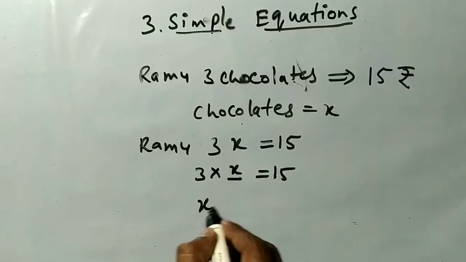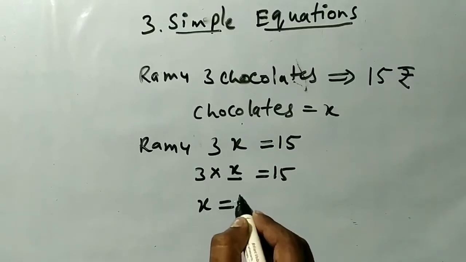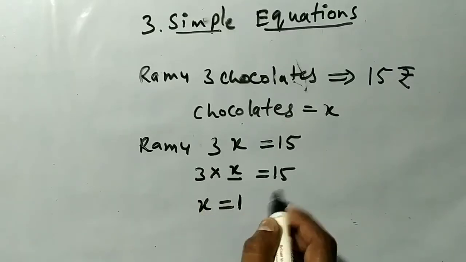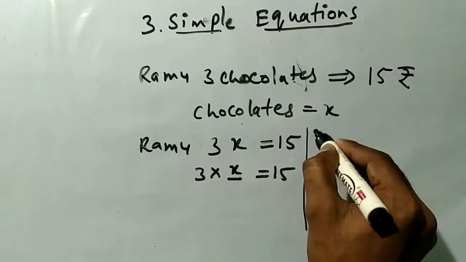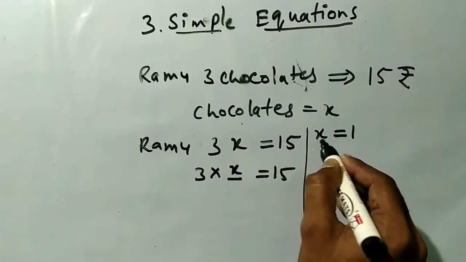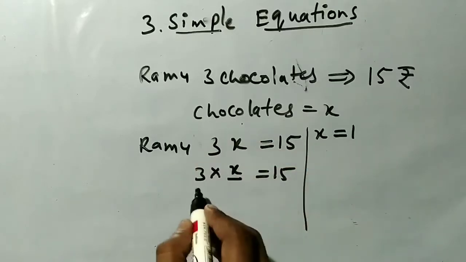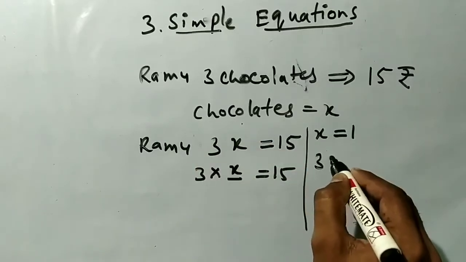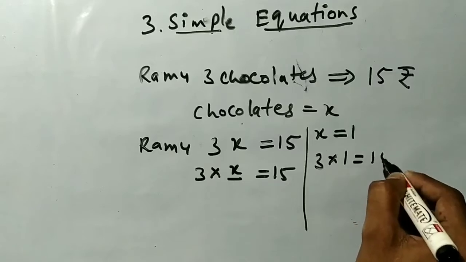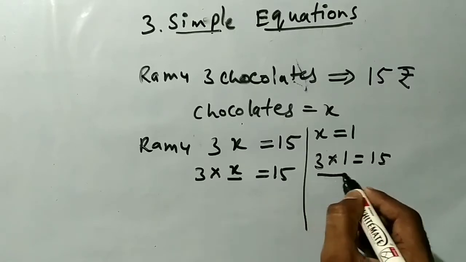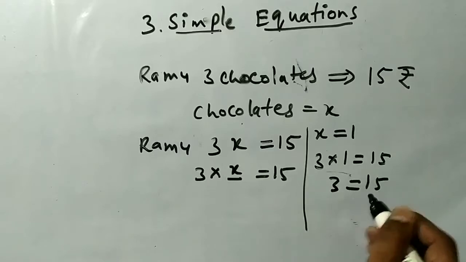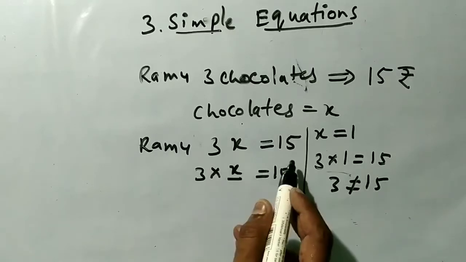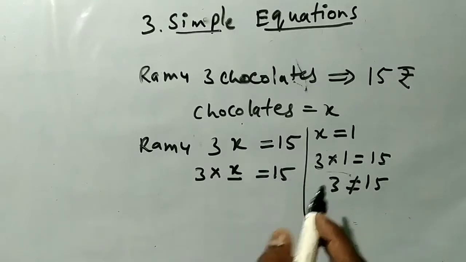Let's take, if the chocolate cost is 1 rupee, then x is equal to 1. 3 into 1 rupee is equal to 15? That is 3 ones are 3, equal to 15. It is not equal. So chocolate cost is not 1 rupee.